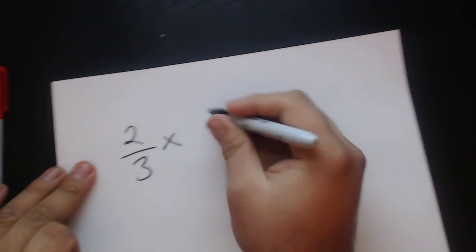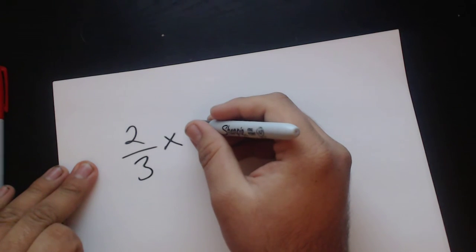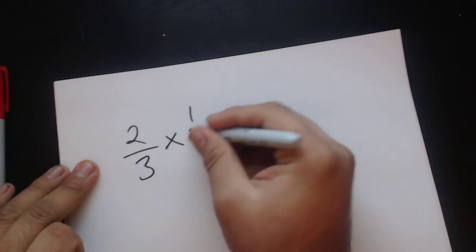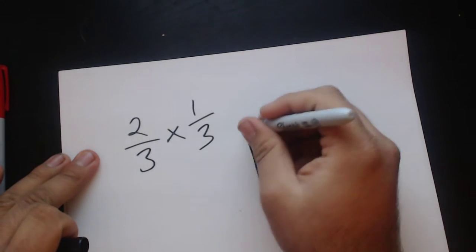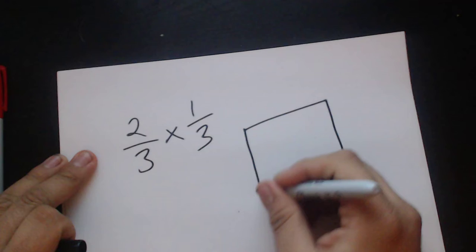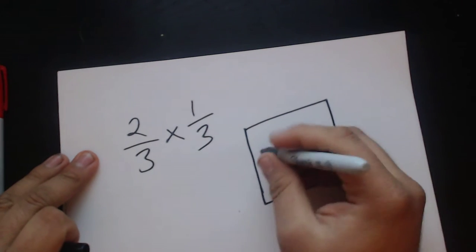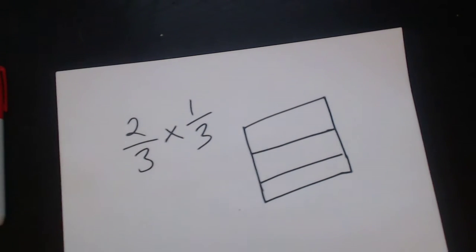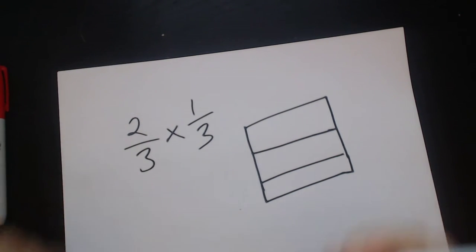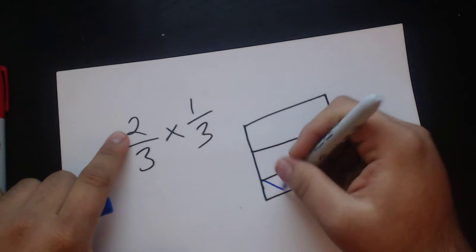Now let's go ahead and do one more example of this. Let's say that we have something more like 2/3 times, let's say a third. So a third. Let's go ahead and draw our fraction model, which will look something like so. Here's 1. There's 3 units. And now I'm going to shade in 2 of those units.